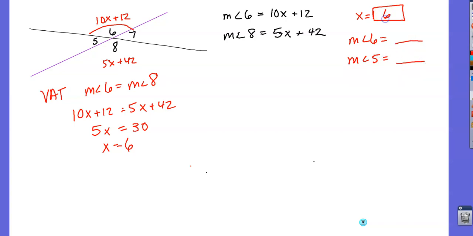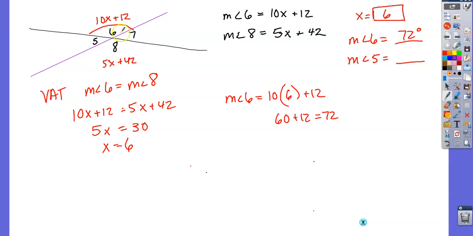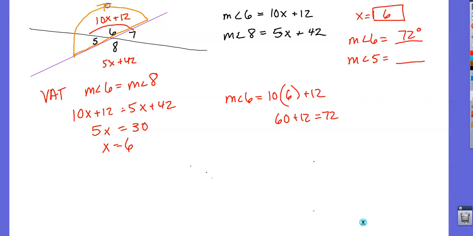Now that I know that x is 6, how can I get angle 6? Well, I'm going to plug in for x, right? So instead of the x, I'm going to have 6. So I get 60 plus 12, or 72. And then I need to get 5. Now this is where it can get kind of tricky, because you don't have an expression for 5 or 7, even though they're the same. So what I would do is use this, guys. If you have a straight line, you've got a linear pair. So now that you know that 6 is 72, you can figure out 5, because you know that 5 and 6 have to add up to 180. So you could say 72 plus the measure of angle 5 has to add up to 180. And you do need to show me your work. So the measure of angle 5 would be 108.